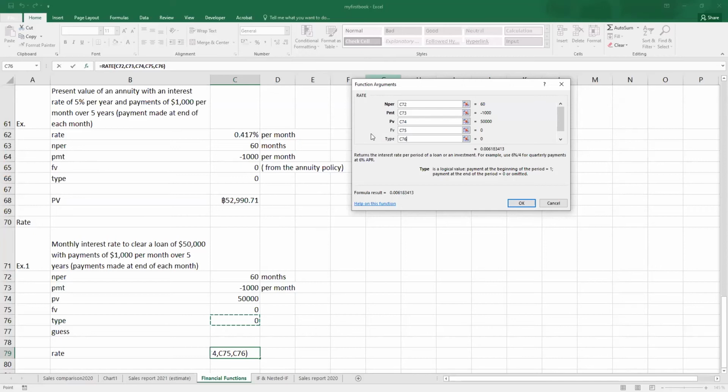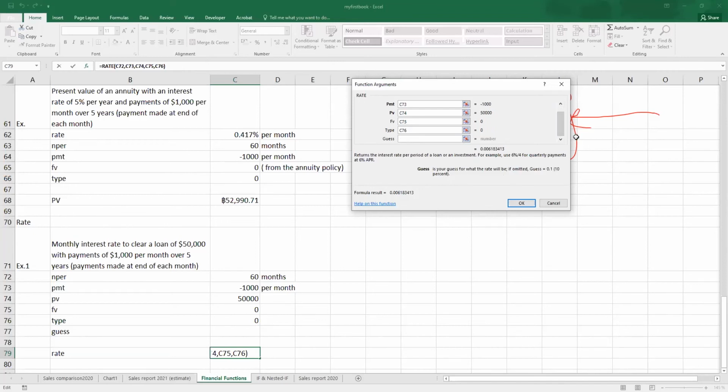How do you notice that we still have some argument left? Just have a look at this one. You see the scroll bar here; you have to scroll down and see whether there is some other argument left or not. In this example you can see that we have the argument guess left. As I told you earlier, I don't want to put anything, so if I forget to scroll down there's no problem for this function.